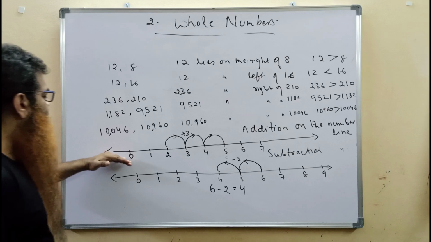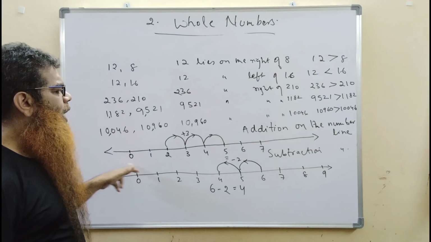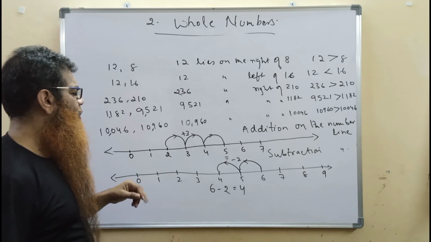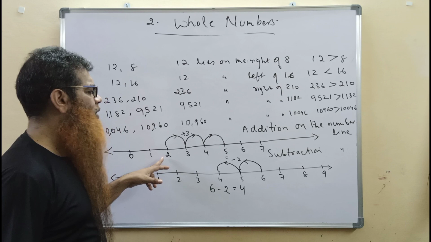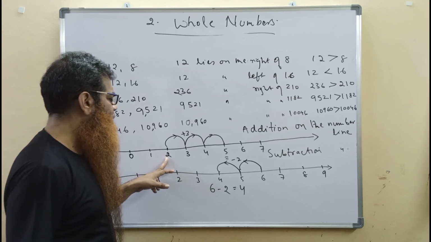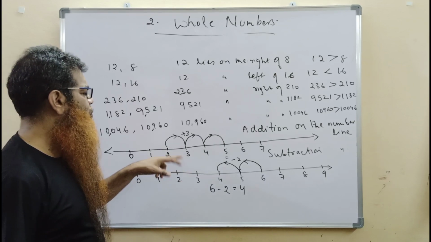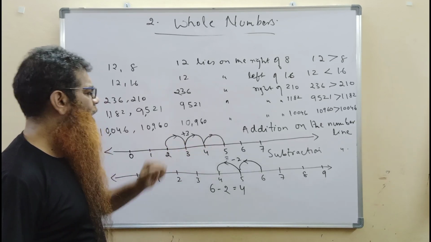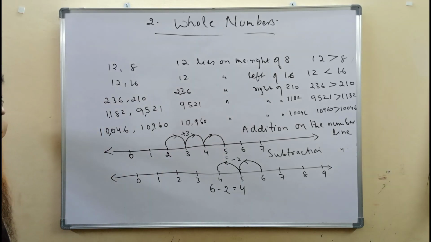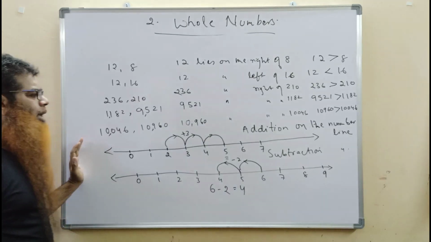We have a number line of whole numbers here beginning with 0 and going on and on. We are trying to add 2 and 3. When we add 3 to 2, we jump to the right side of 2 three times. 2 to 3, 3 to 4, 4 to 5. We end up at 5. So 2 plus 3 is equal to 5. That is shown on the number line.